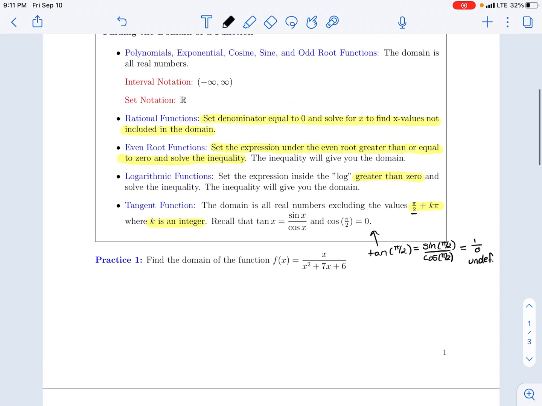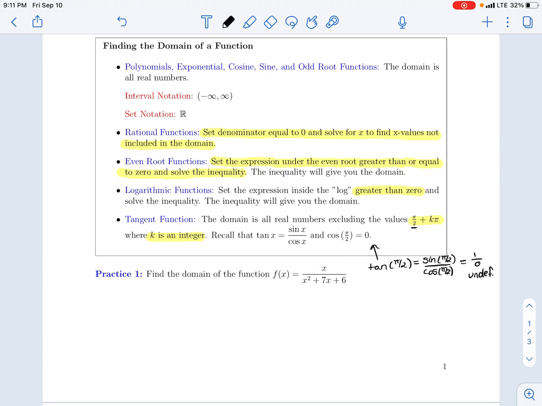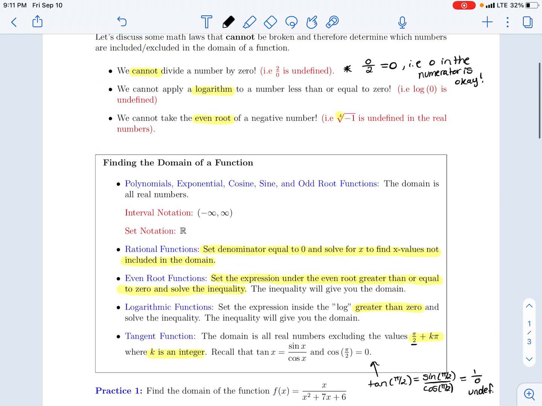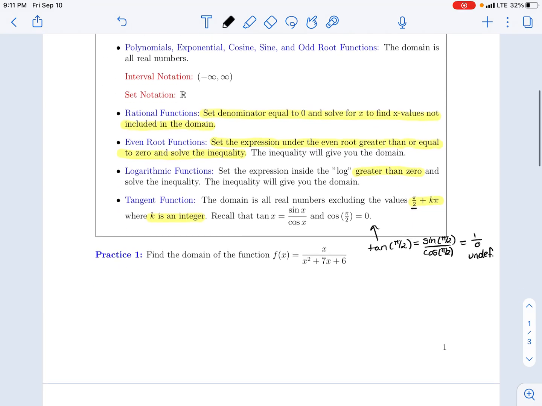Okay, so yeah, a lot of this was me talking, but just so you have all of those bullet points, you want to make sure that you understand why we're doing what we're doing to find the domain for rational functions, even roots, and logs. And again, it's connected to those math laws that we just cannot break that I first talked about in the beginning.